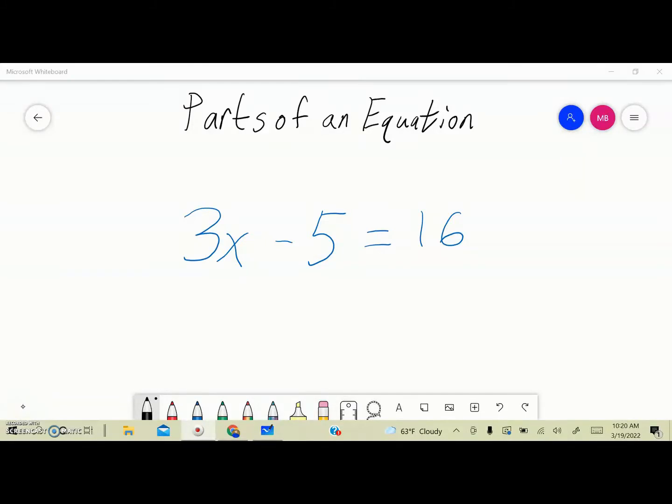Today we're going to discuss parts of an equation. So there's a few different parts to the equation. So let's start from the left side and move our way right. So we have our 3 right here. Our 3 is going to be known as a coefficient.